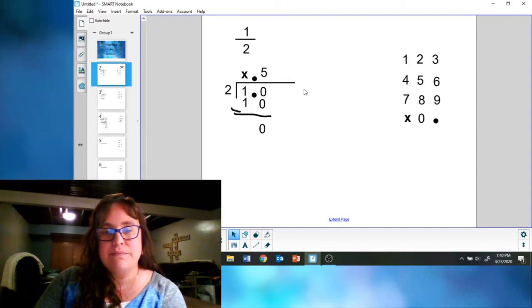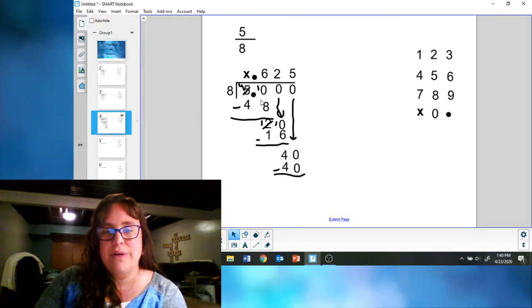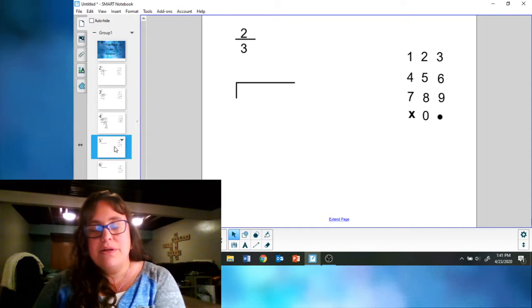I will give you a hint here. This first one, we only had to add 1 0. Second one, 1 0. Third one, we had to add 3 zeros. You will never have to go more than 3 zeros. My other hint to you is this. When you have a denominator of 8, or you're dividing by 8, you will always have to go out 3 zeros.